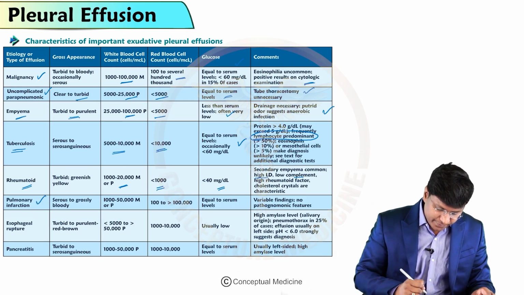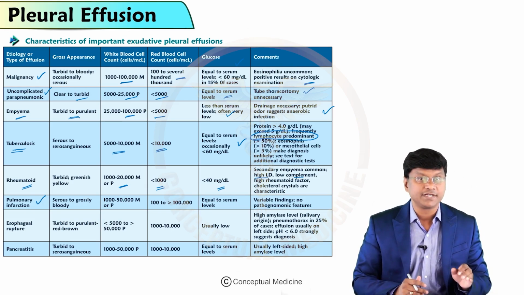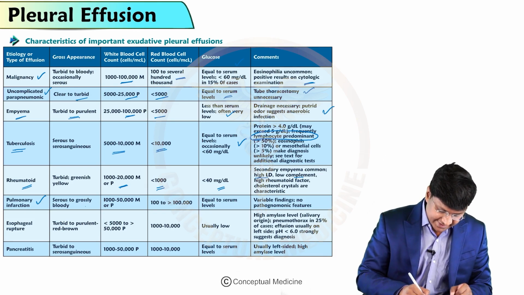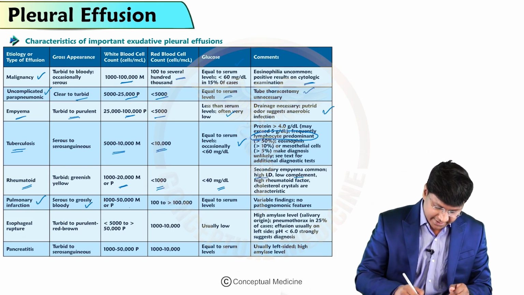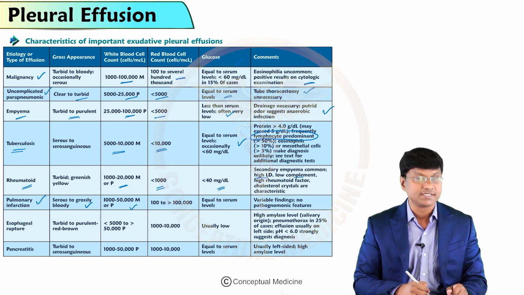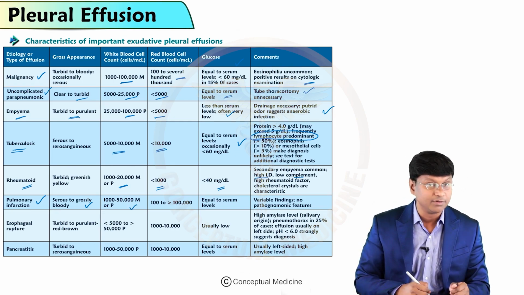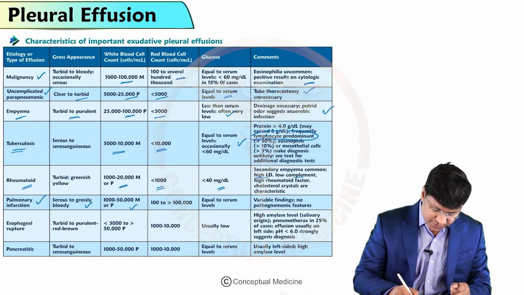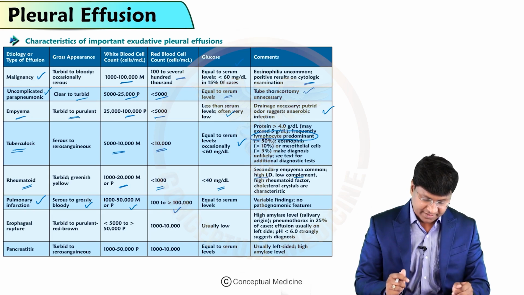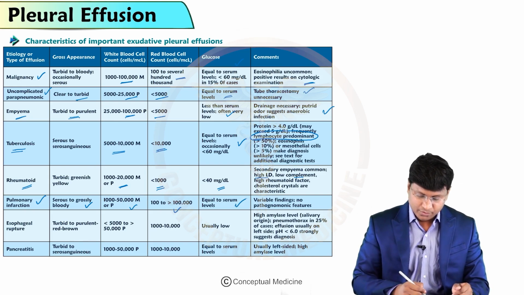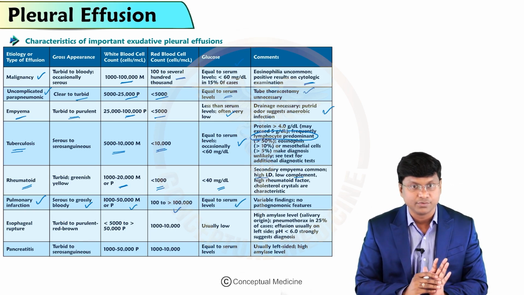And then coming to your pleural infarction. In pleural infarction, the gross appearance is serous or grossly bloody, and the number of cells will be around 1,000 to 50,000 cells per microliter, that is your WBCs. And RBCs, 100 to more than 1 lakh RBCs will be there in case of the pulmonary infarction, and the pleural fluid glucose will be equal to that of the serum glucose.